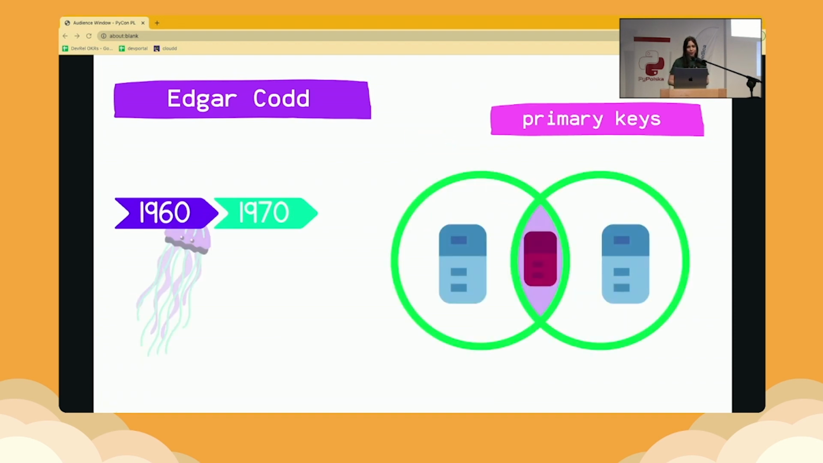You could do joins. There were also some mathematical operations that were available with this new approach. And this was based on the system of relational calculus. This is what we know as the relational databases.